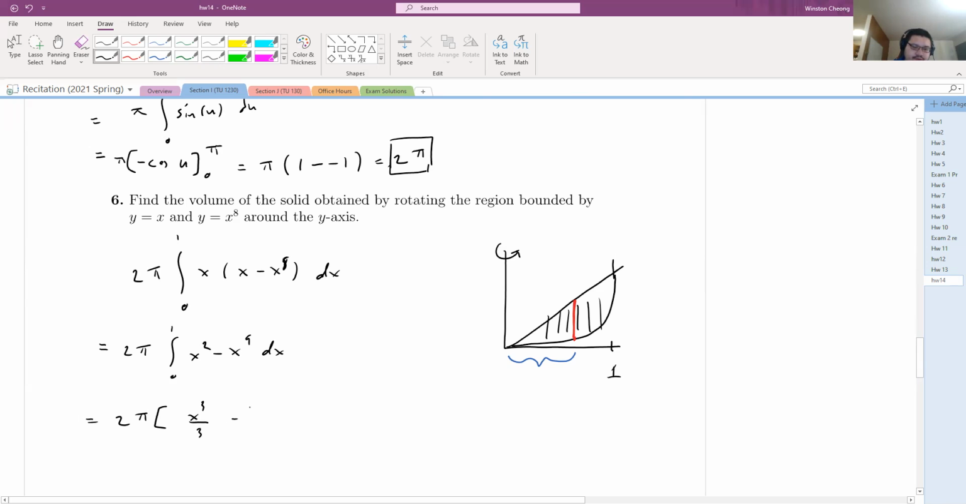X cubed over 3 minus x to the 10 over 10. So that's just integrating. And then we evaluate. Let's see. If I plug in 0, it's 0. That's nice. If I plug in 1, I get a third minus a tenth, which is 7/30. 2 times 7/30, but then I can cancel the 2, so 7/15 pi.